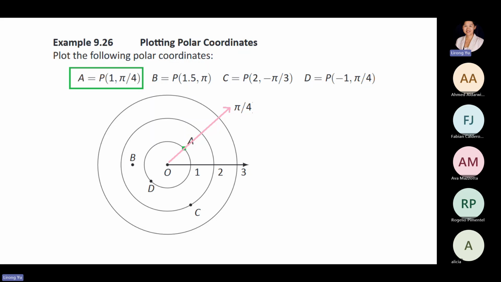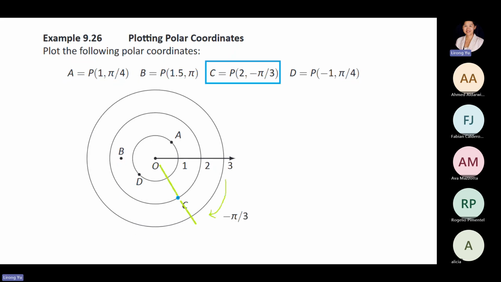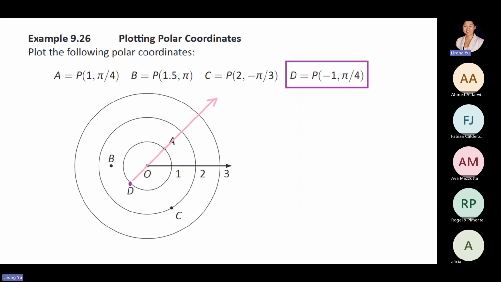A has distance equal to 1, angle equal to 45 degrees. The second point has distance 1.5 to O, and the angle is pi, which is 180 degrees. So from the initial ray to the ray OB, the angle is 180 degrees. The third point is point T, the distance is 2, the angle is negative pi over 6. Because it's negative, we rotate clockwise. The last point, the distance is -1, the angle is pi over 4.